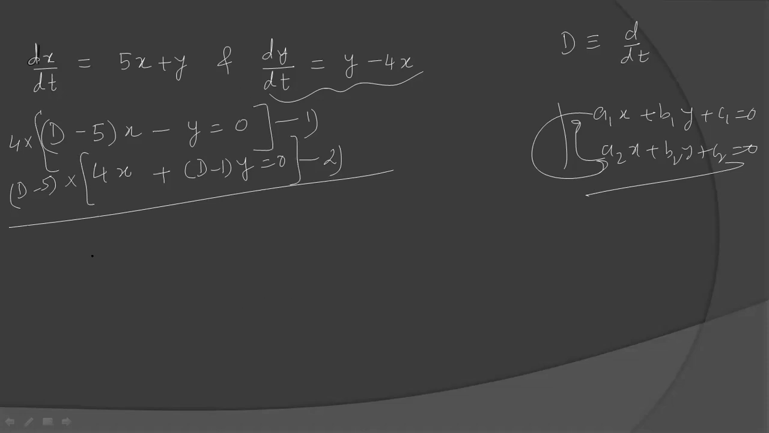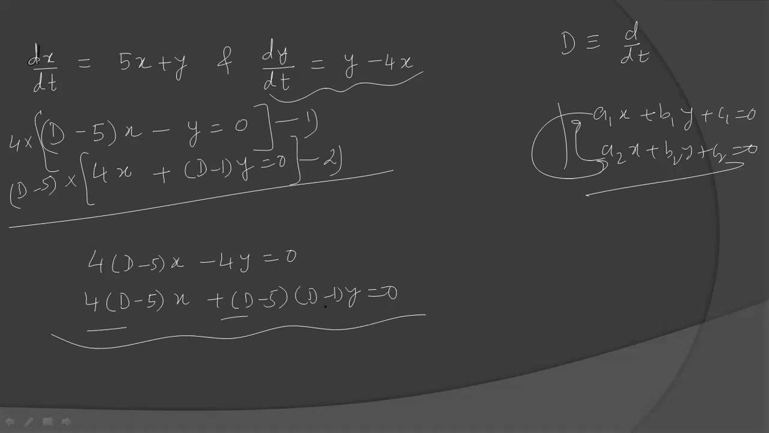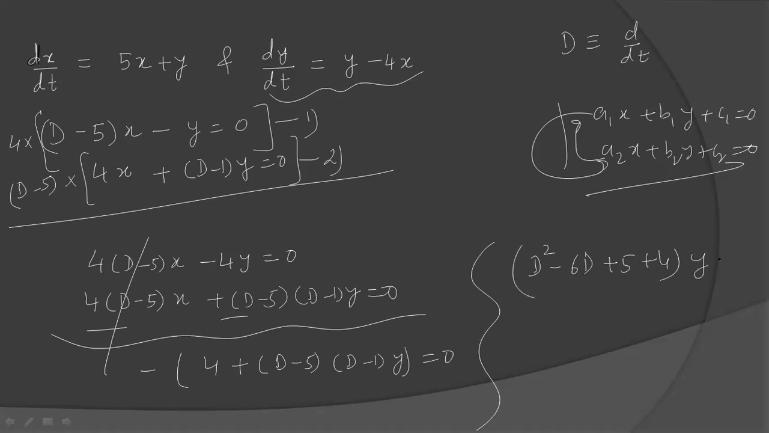So what will equation 1 be now? It will be 4(D minus 5)x minus 4y equal to 0. The second equation will be 4(D minus 5)x plus (D minus 5)(D minus 1)y equal to 0. Now if you subtract these two equations, you can take the minus sign outside: (4 plus (D minus 5)(D minus 1))y equal to 0, and it becomes (D square minus 6D plus 5 plus 4)y equal to 0, or you can write (D square minus 6D plus 9)y equal to 0.